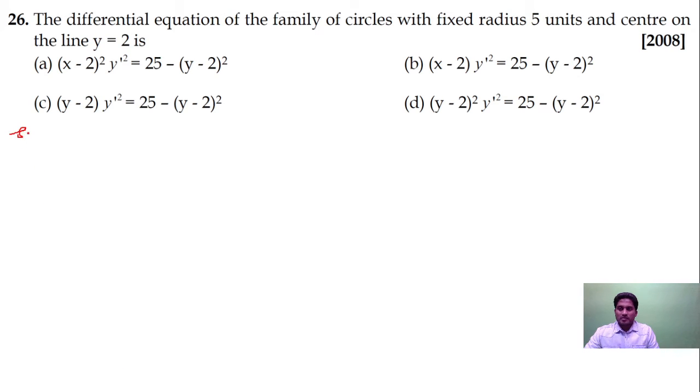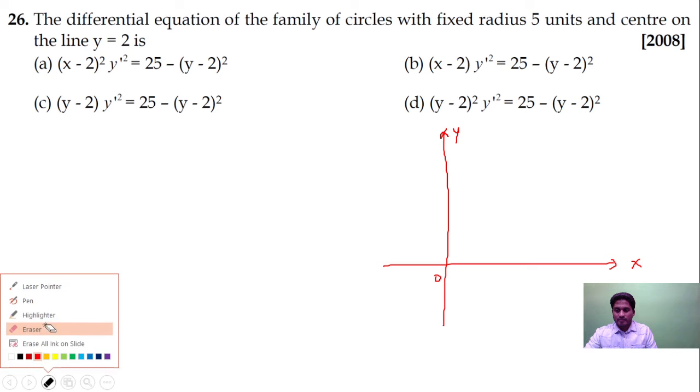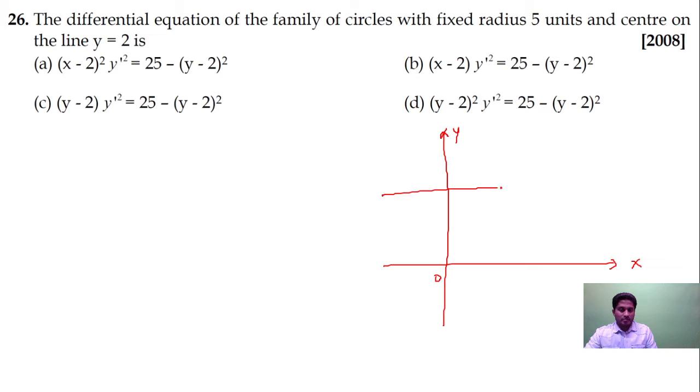The question is: the differential equation of the family of circles with fixed radius 5 units and center lying on the line y equal to 2. Let's say x is the x axis and y is the y axis. The line y equal to something is a line parallel to the x axis. So this line is y equal to 2.